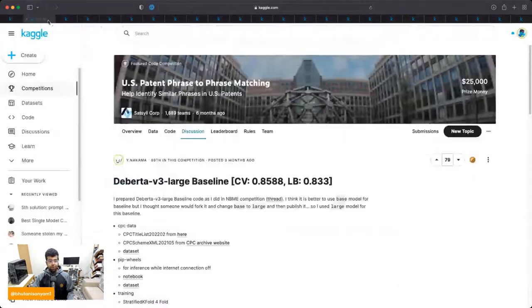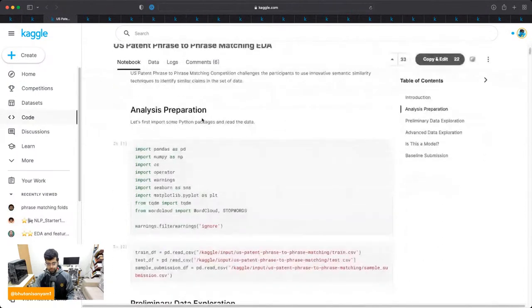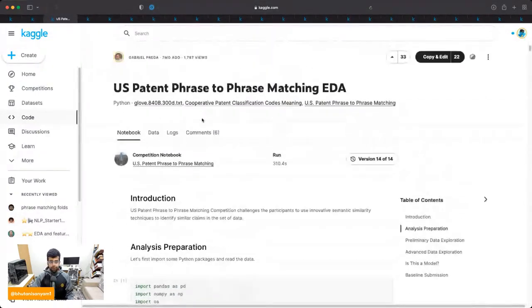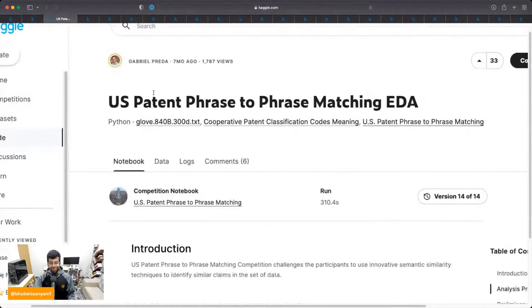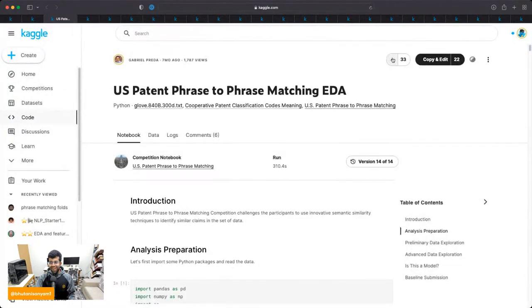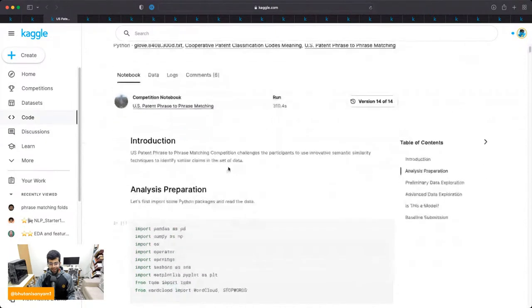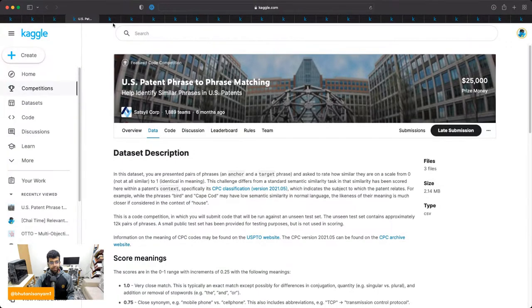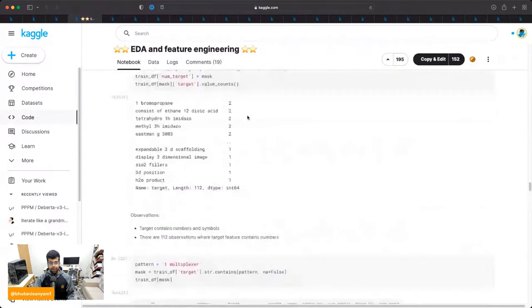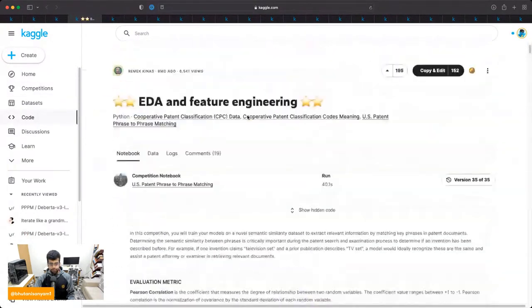After this, I'd like to go through a few EDA notebooks to glance over the data set as well. So we're using Gabriel Preda's kernel. We call him Gabi inside the Kaggle community. I'll use his EDA kernel to highlight some facts, and after that, I'll also use another one by Remek, if I remember correctly.